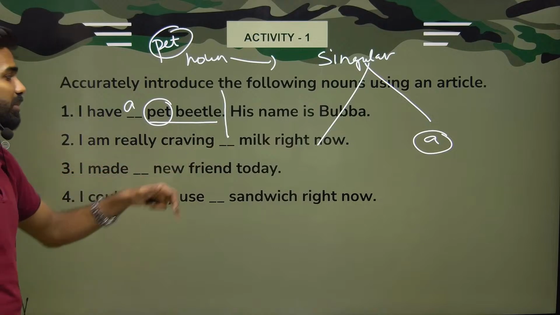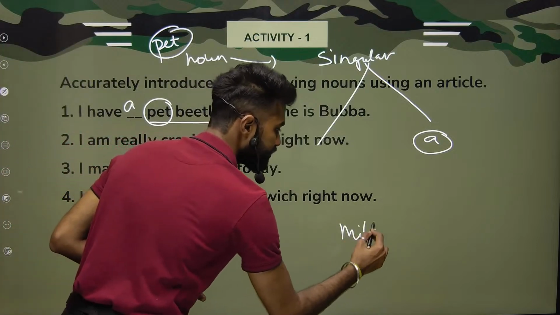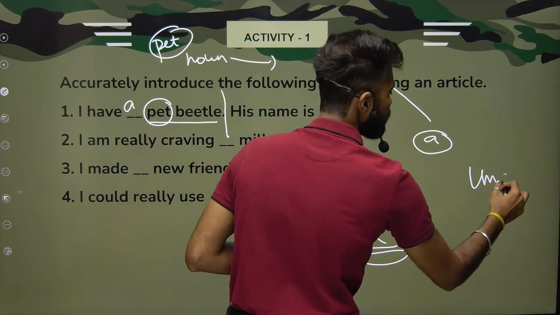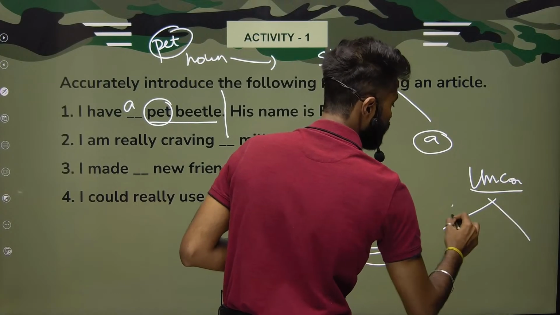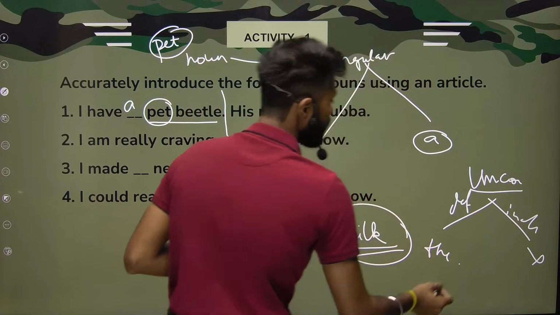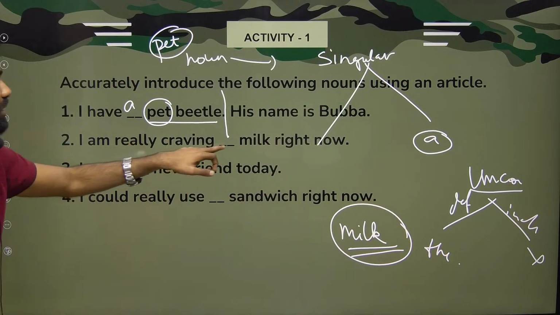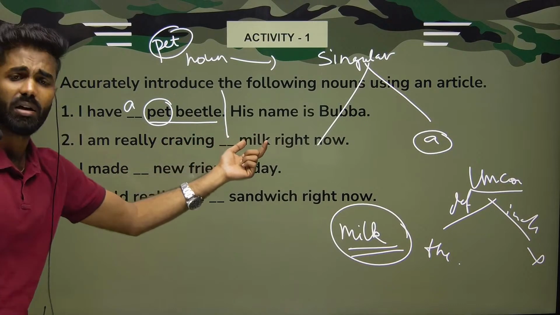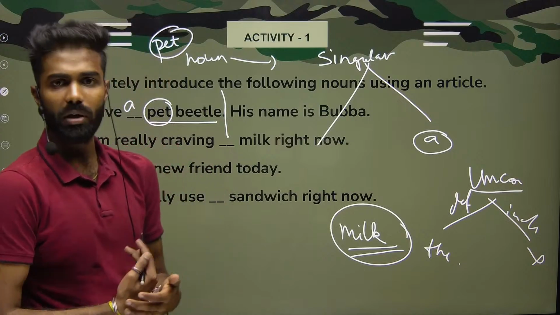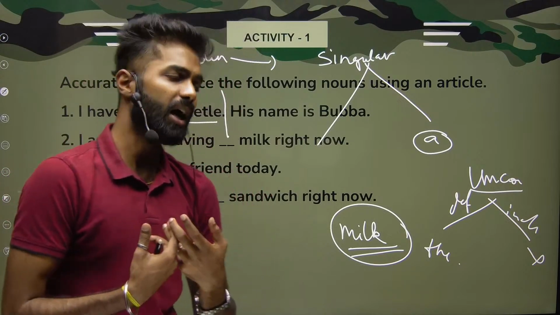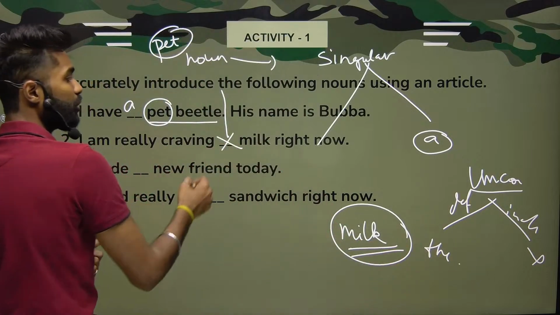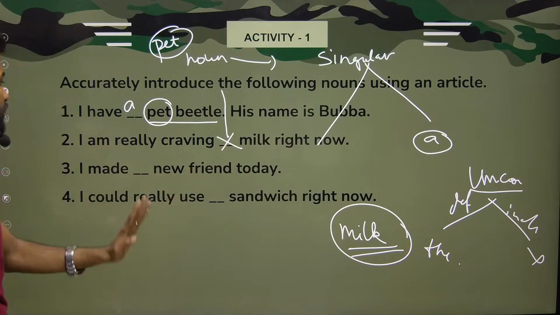I'm really craving milk now. Milk. Is it countable? No. Uncountable. Definite or indefinite? Definite means "the". I am really craving dash milk right now. I'm craving milk, but I don't know which milk. I'm just telling I need milk. I feel like drinking milk, but I don't have any particular detail about the milk. So here I won't use any article. I'm really craving milk right now.